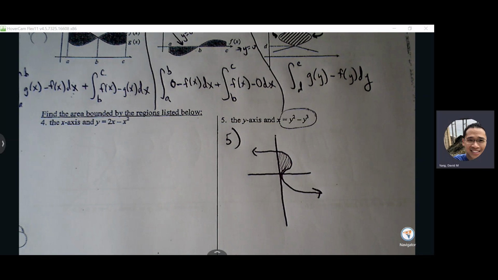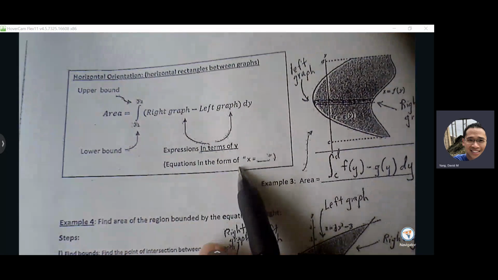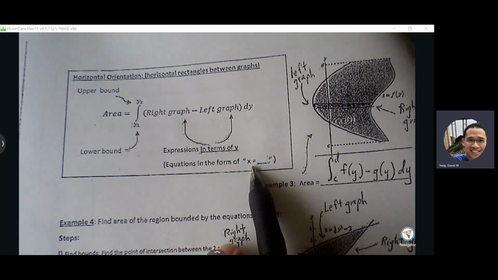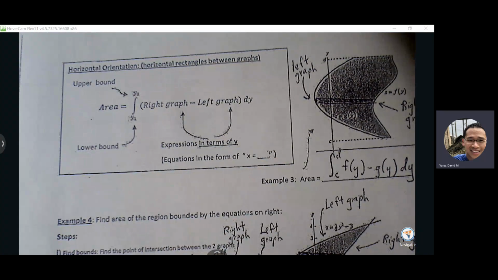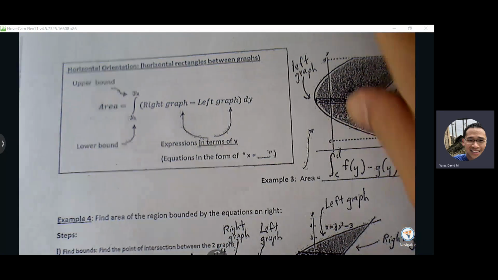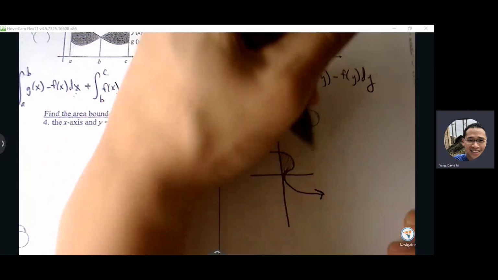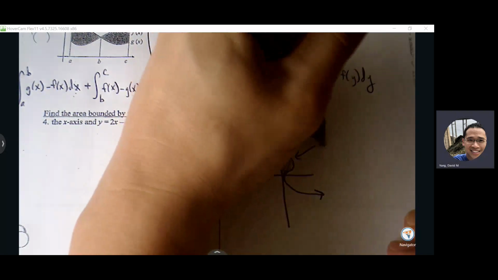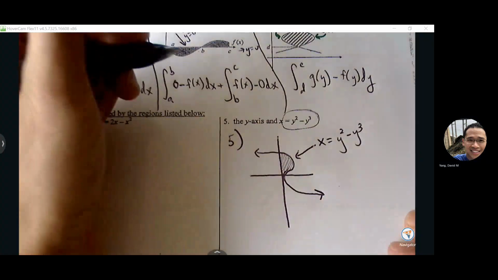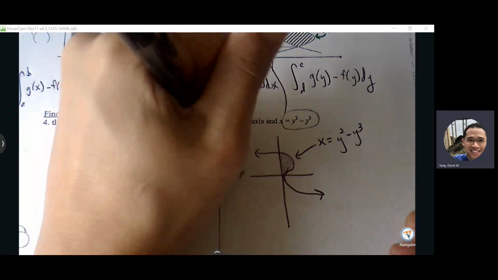Okay, so what does that look like? If we're doing right minus left, make sure that you can represent both of your equations as x equals. That sets up that they're in the right form, and then you're going to be picking out the equation to use on the right side of the equal sign. We have this equation already, x equals y squared minus y cubed. And then we see the other boundary, which is over here.